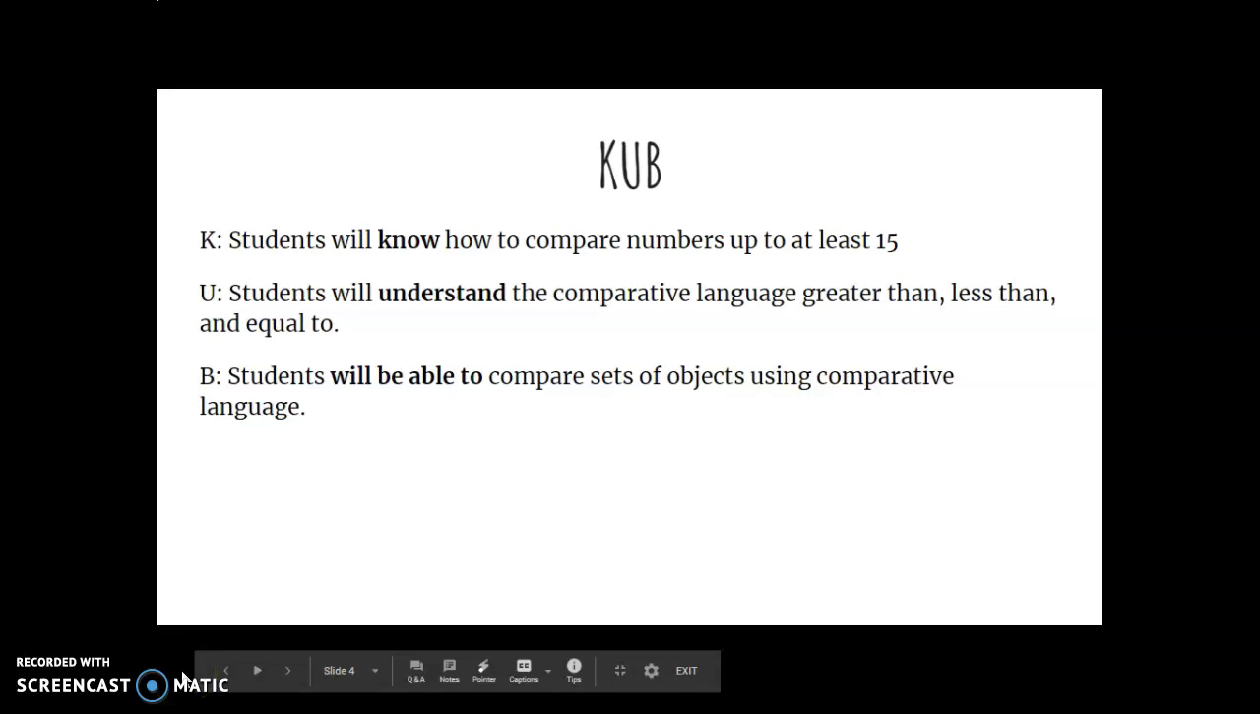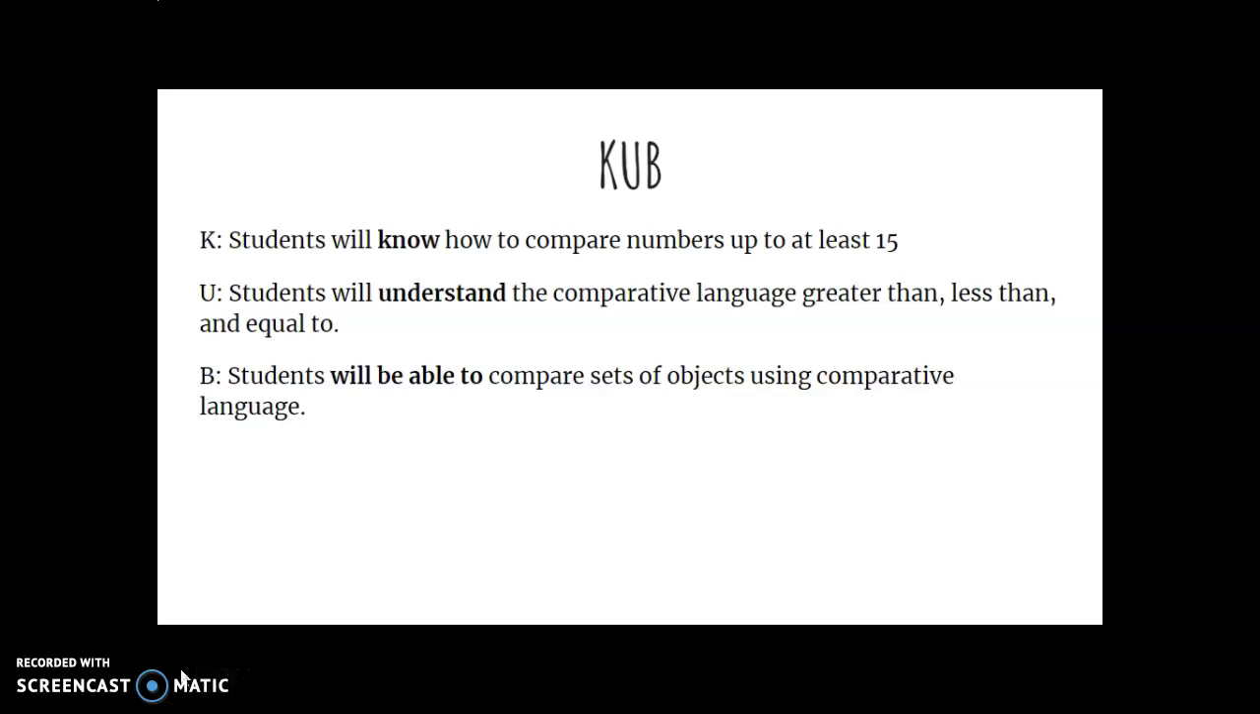Students will know how to compare numbers up to at least 15. Students will understand the comparative language greater than, less than, and equal to. Students will be able to compare sets of objects using comparative language.